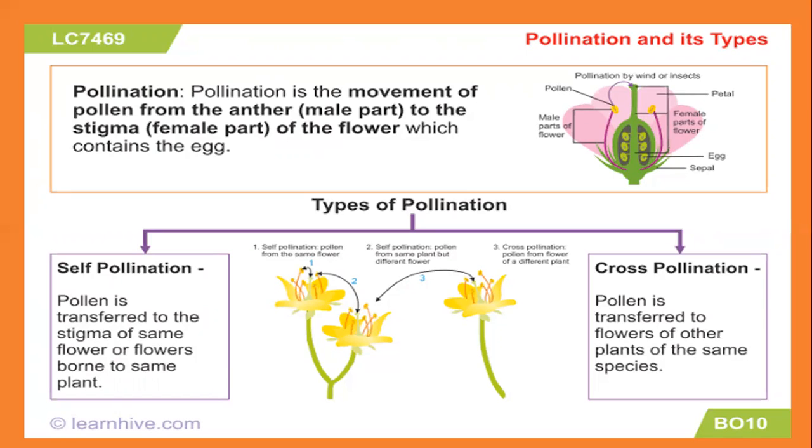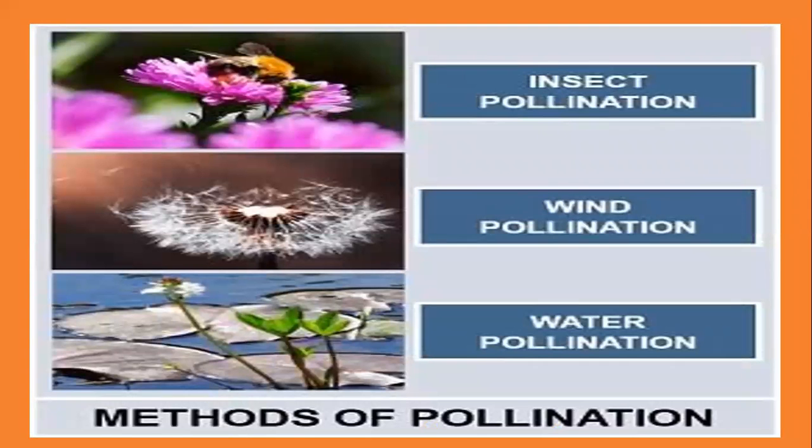Self-pollination: in this, the pollen is transferred to the stigma of the same flower or flowers borne on the same plant. In cross-pollination, the pollen is transferred to the flowers of another plant of the same species through agents of pollination like wind, insects, water, etc. Depending upon the agents of pollination, pollination can be categorized as insect pollination, wind pollination, and water pollination.